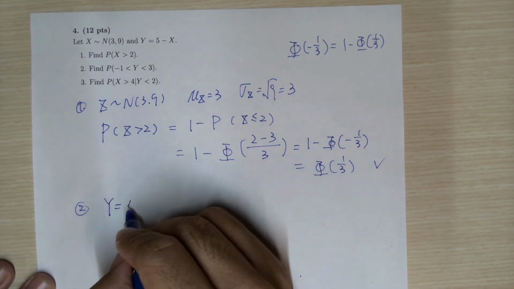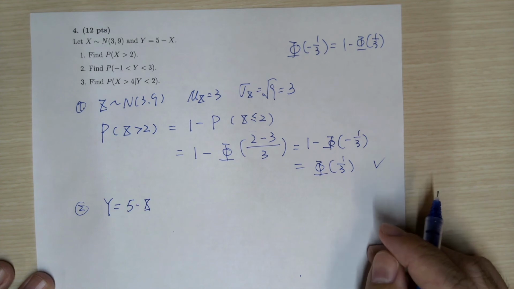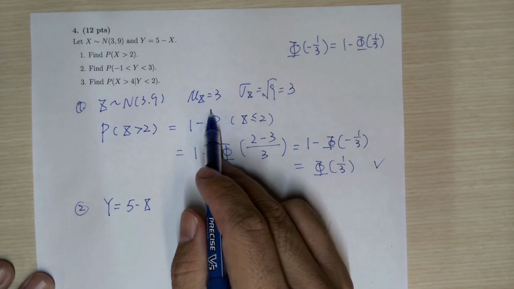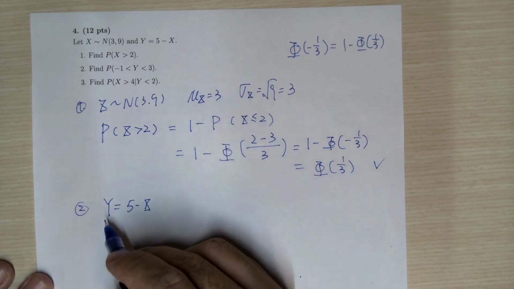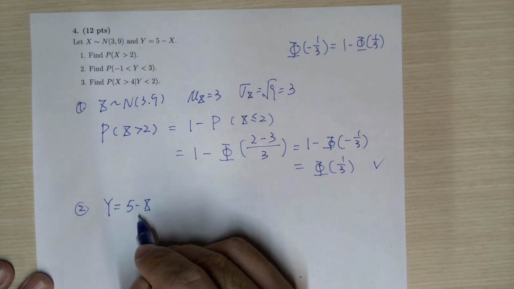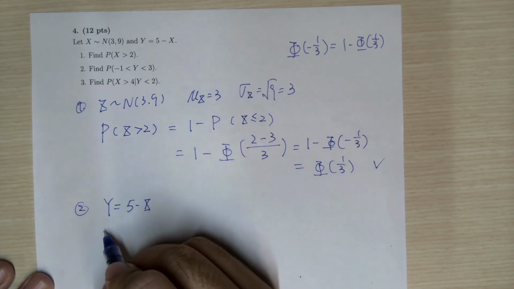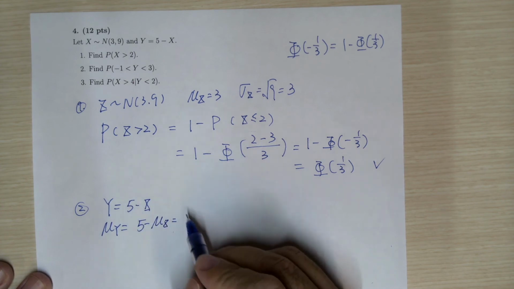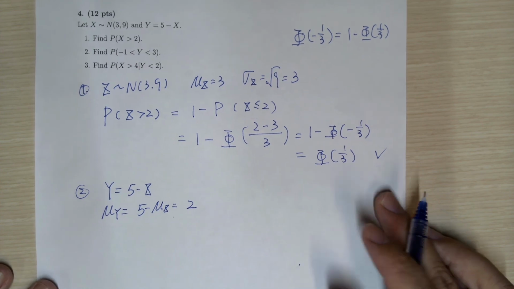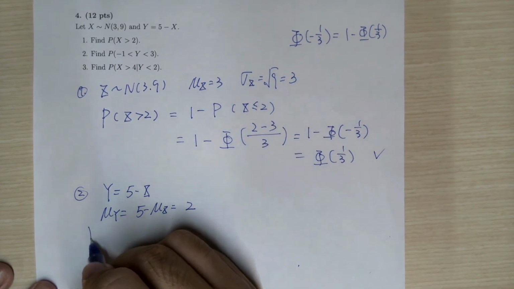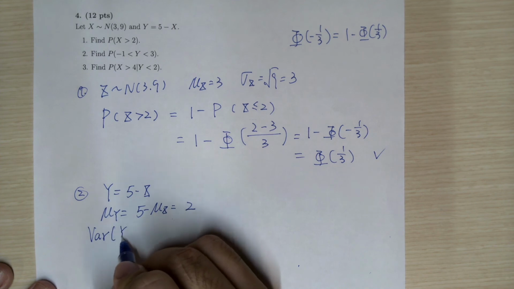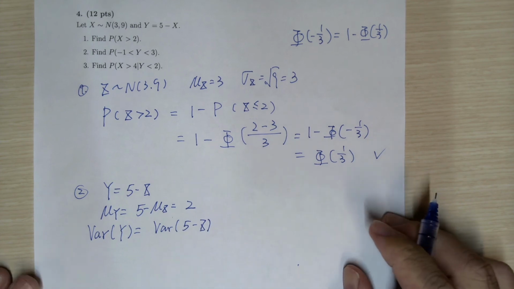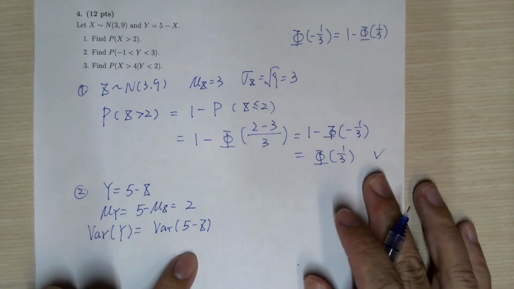So since Y equals 5 minus X here, keep in mind that the expectation is linear. So in other words, mu of Y equals 5 minus mu of X, which equals 2. Okay. While the variance, the variance of Y equals the variance of 5 minus X here. So keep in mind, the variance is not a linear term.